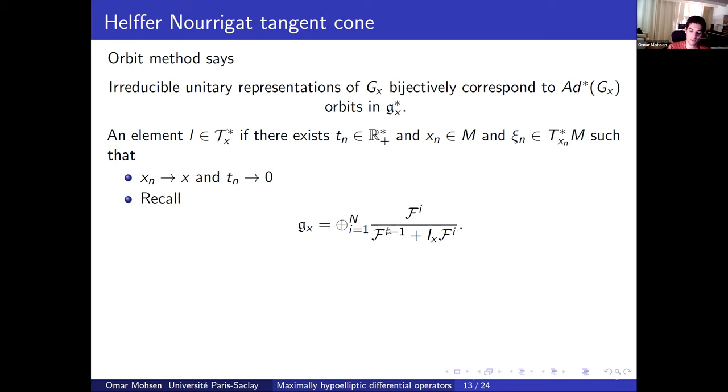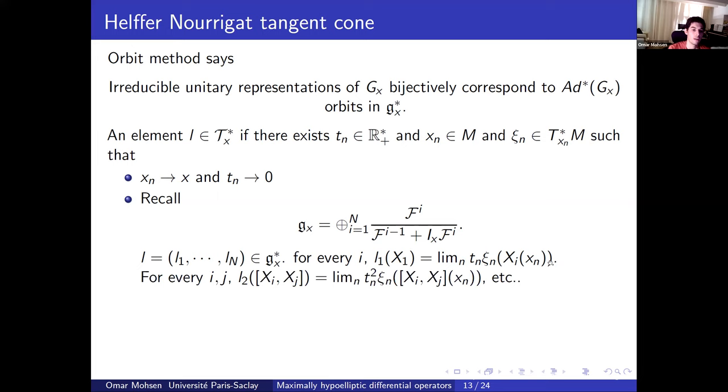And when you write your Lie algebra this way, and an element in its dual as this, then you require that the L1 evaluated at x1 has to be the limit of this, L2 at, you add powers depending on how many deep brackets you took. That's essentially it. If you want it more conceptually, it's as follows. You take the tangent space of your manifold. You look at all of the different ways you can embed your tangent space using your Hormander vector fields, using Hormander's condition. And then in the Grassmannian, you look at all of the different ways you can converge from that to your point, and then you take the union of all of this.